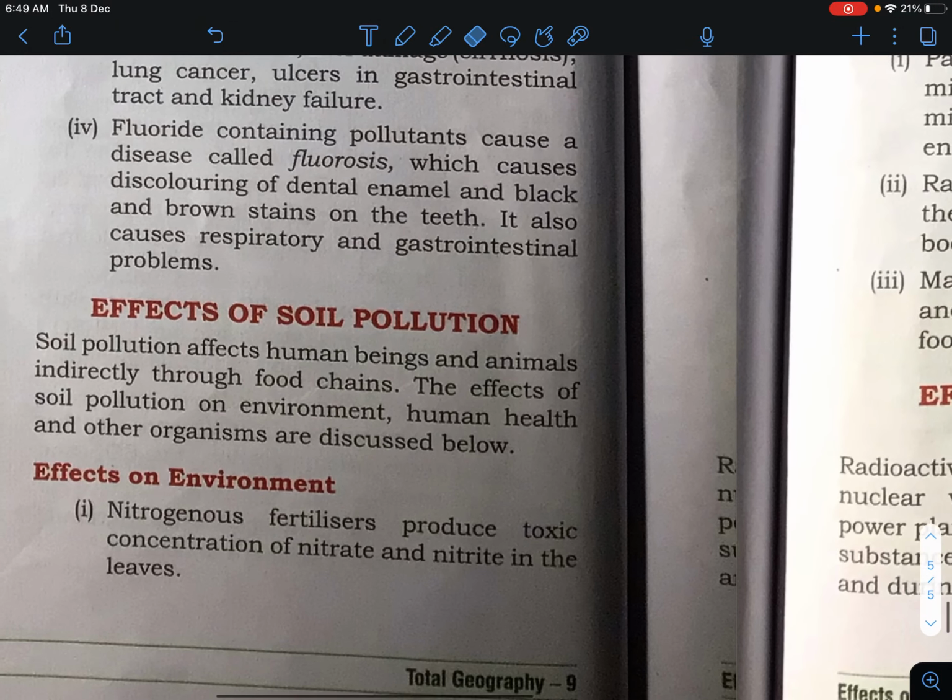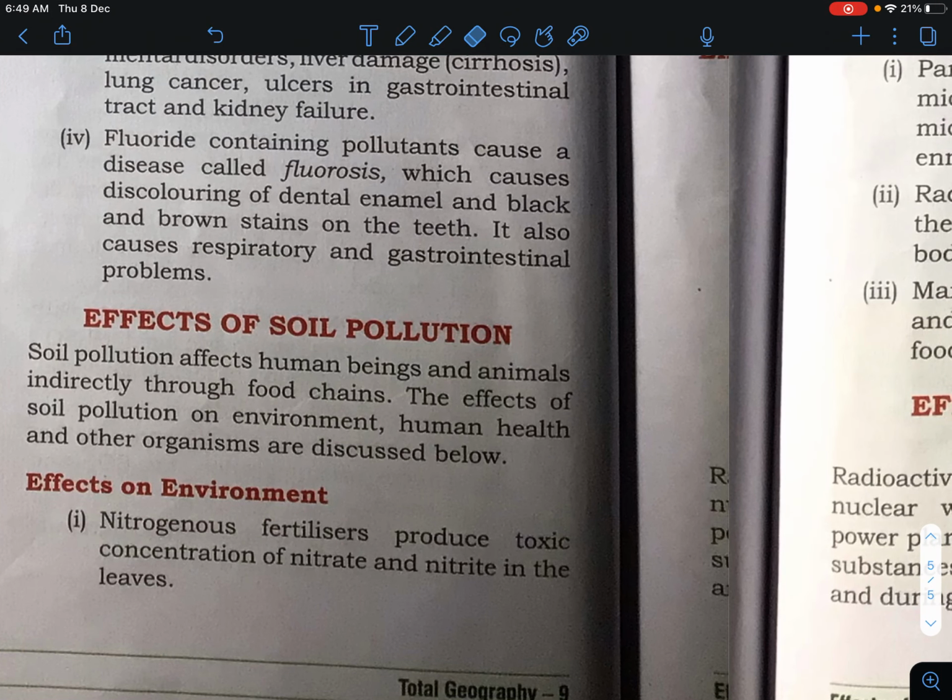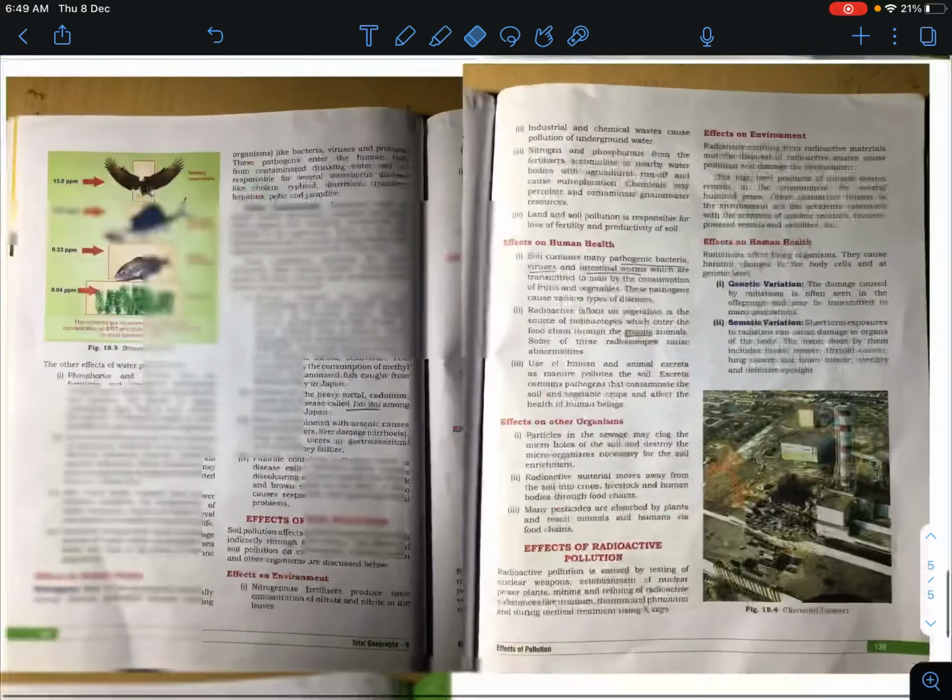Now we are going to study the effects of soil pollution. Soil pollution affects human beings and animals directly and indirectly through the food chain. The effects of soil pollution on the environment, human health, and other organisms are discussed below. The first one is the effect on the environment.